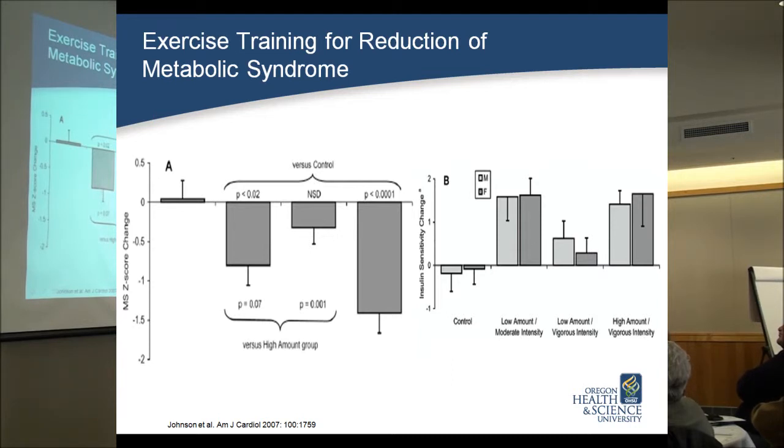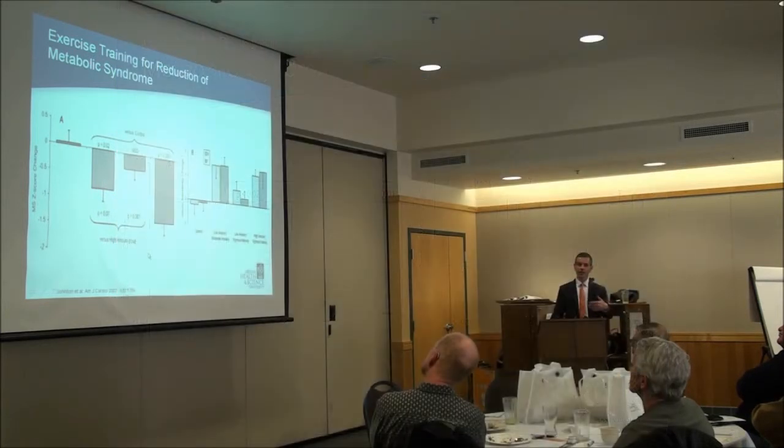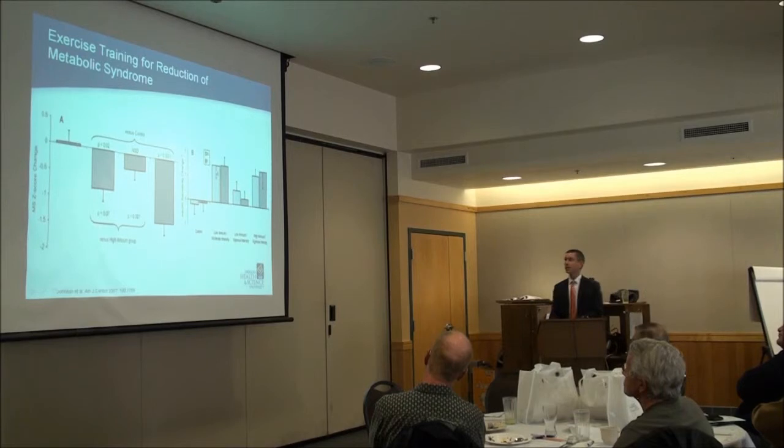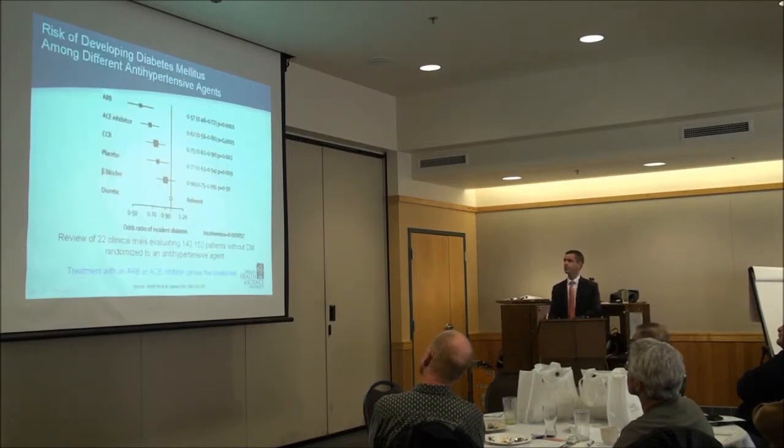So there's a stepwise improvement in intensity, but a lot of it is the amount or the number of hours you're exercising per week. These 2 groups were at 180 minutes, compared to this group that was less than 150. So that's pretty powerful in reduction of their criteria for the metabolic syndrome.